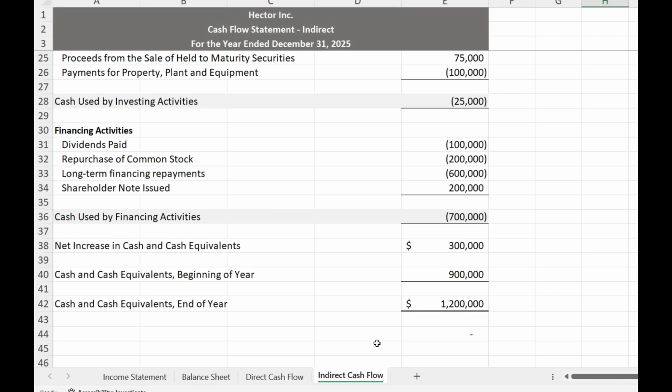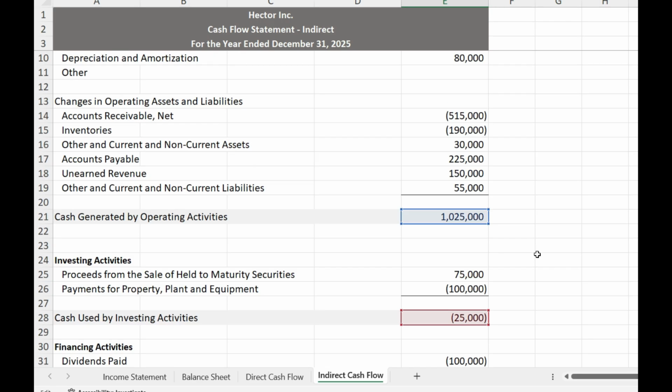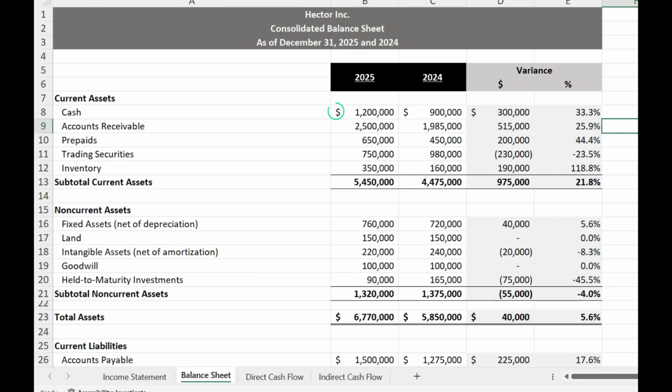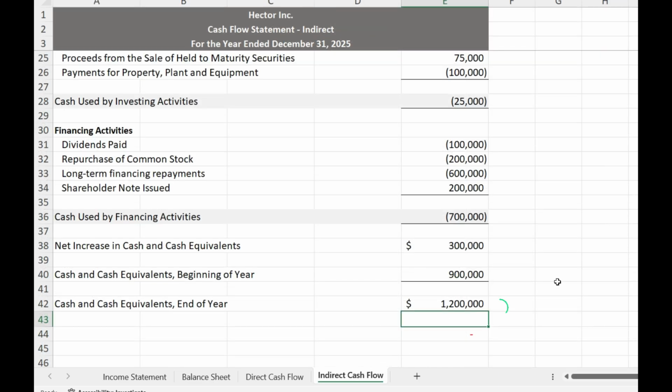So now we have all our pieces. We have our operating cash flow, our investing cash flow, and our financing cash flow. So when we factor in those three pieces, we get a net increase in cash and cash equivalents of $300,000. And when we add that to our beginning cash from the balance sheet, we're going to get our ending cash on the balance sheet of $1.2 million. And you'll see the ending cash flow agrees to the balance sheet.